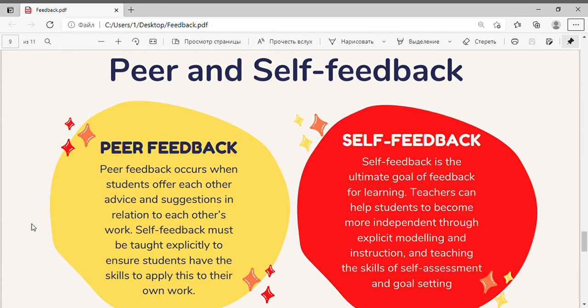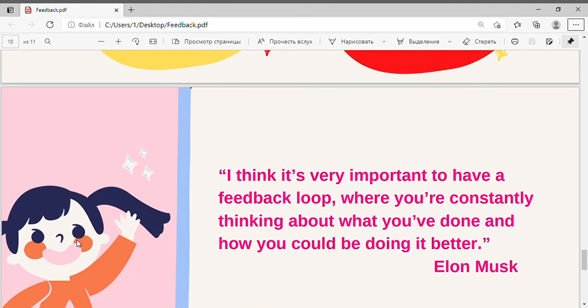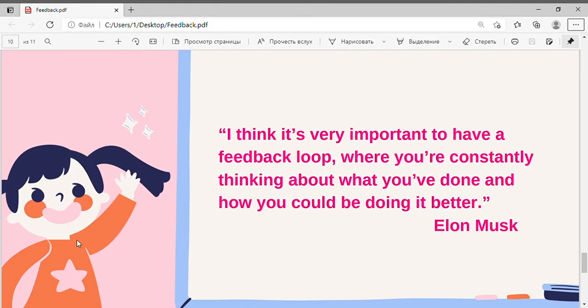And in the end, I want to finish the video with the words of Elon Musk. "I think it's very important to have a feedback loop where you are constantly thinking about what you have done and how you could be doing it better." This is what tech entrepreneur Elon Musk refers to as his single best piece of advice.